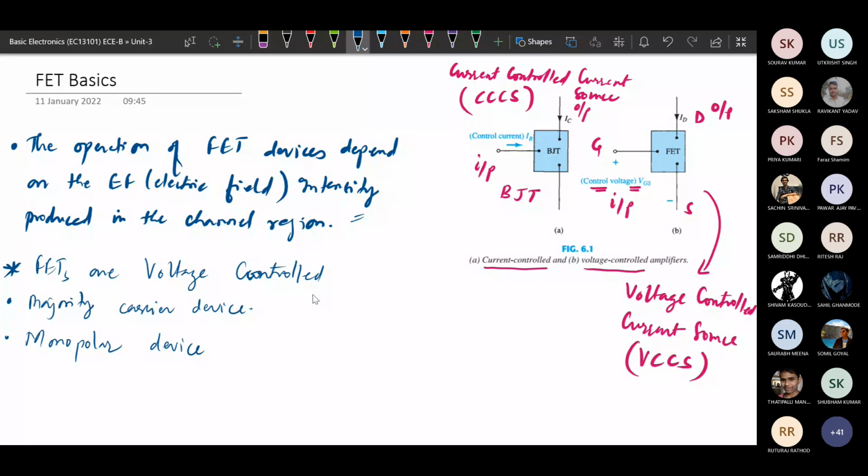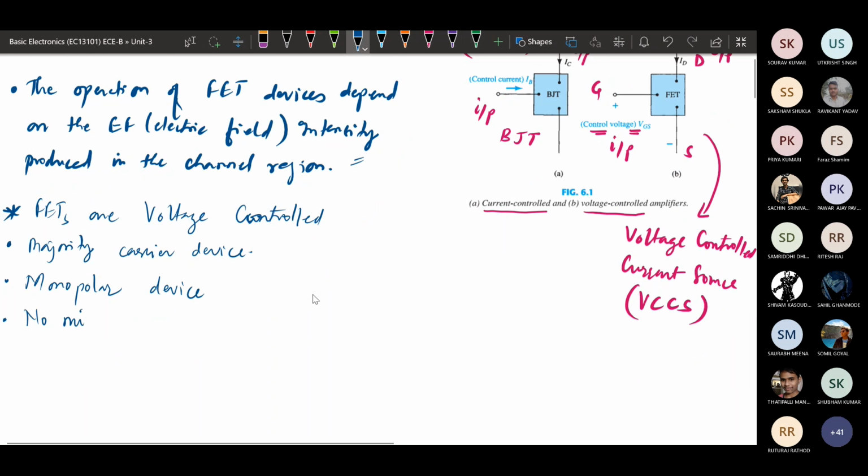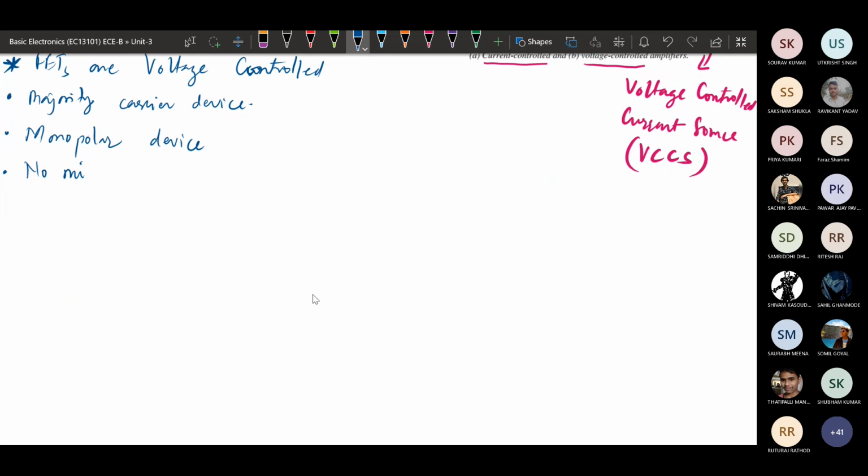As it is a majority carrier device, we can call it a monopolar device. BJT is a bipolar device, while FETs are monopolar, that means only one type of charge, either holes or electrons, will constitute the current flow. So as there are only majority charge carriers, no minority charge carrier will be there.